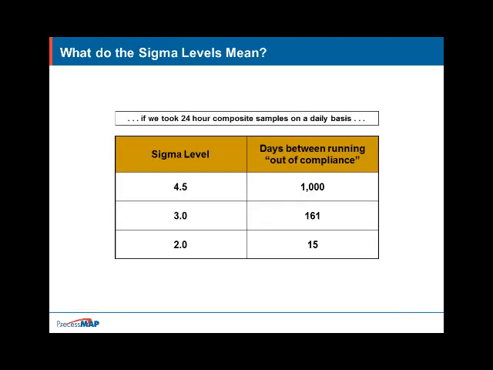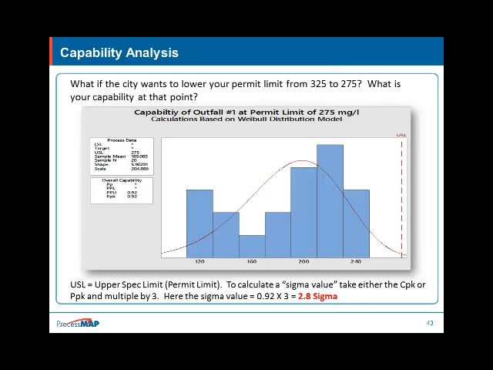Because if we take a look now, and if we're doing 24-hour composite samples on a daily basis, just like they did to me in my sewer hole, if I'm running at 4.5 sigma, it's going to be about 1,000 days before I'm out of compliance, right? 1,000 days is a little bit less than 3 years. At 4.5 sigma, if somebody's sitting out in my sewer hole every day, I can sleep pretty good at night knowing it's going to be over 3 years before they find me going out of compliance. Not too bad, okay?